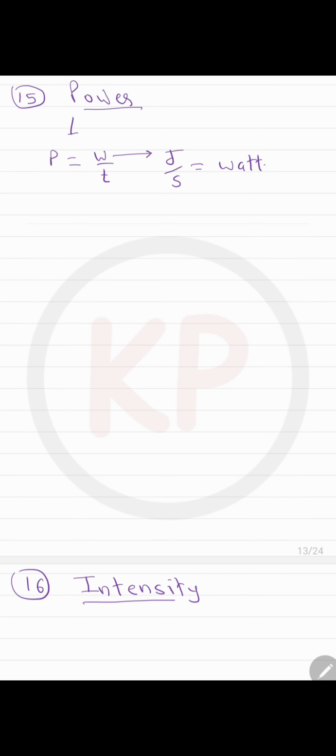We can also make some other units from joule per second, like joule is Newton meter, and Newton is kg meter per second square. So we can make such formulas, but I will not be going into that right now.